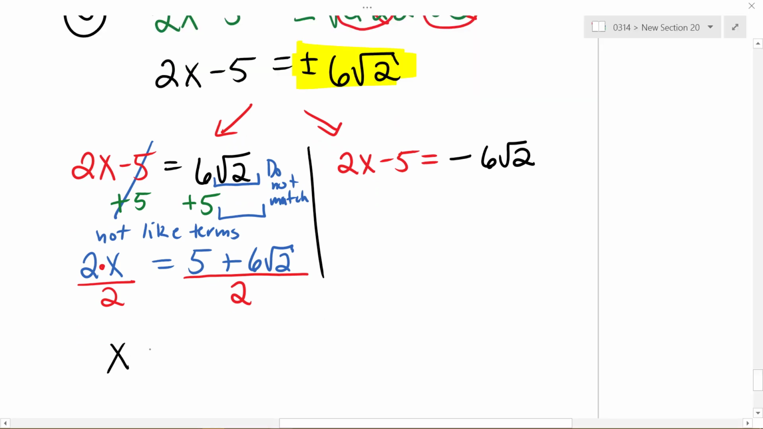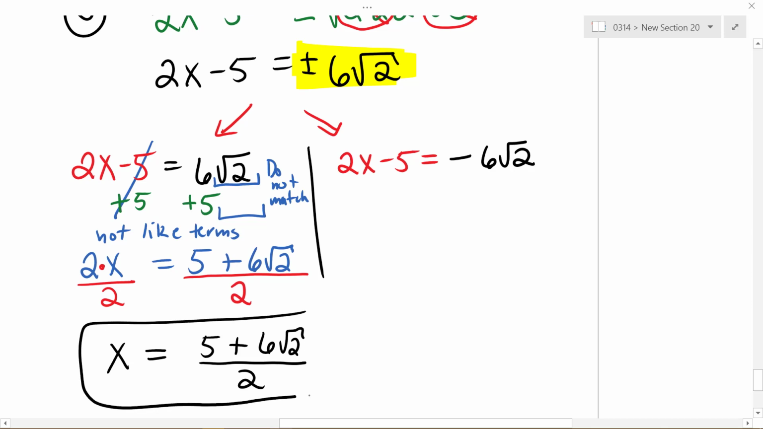Okay, so we get x is equal to 5 plus 6 square root of 2, all of that divided by 2. So that is one of our solutions. You might be tempted to divide the 2 into the 2, but remember that's inside and this is outside, so those don't get to mix. You might also be tempted to divide the 2 into the 6. The 6 is outside and the 2 is outside of a radical.